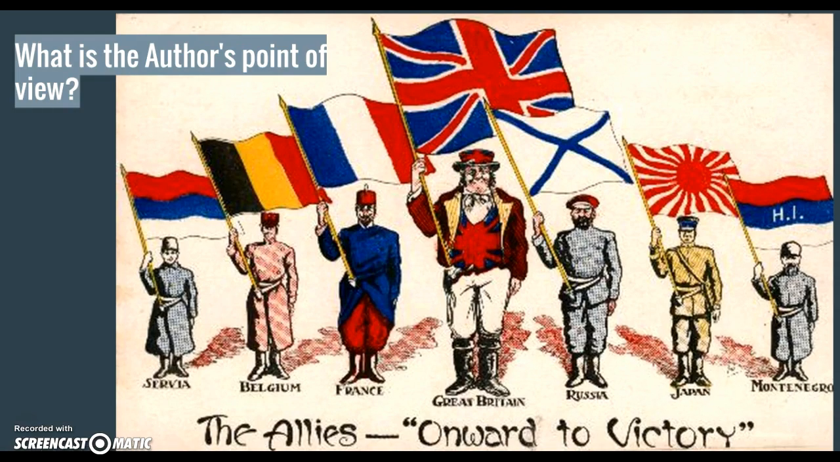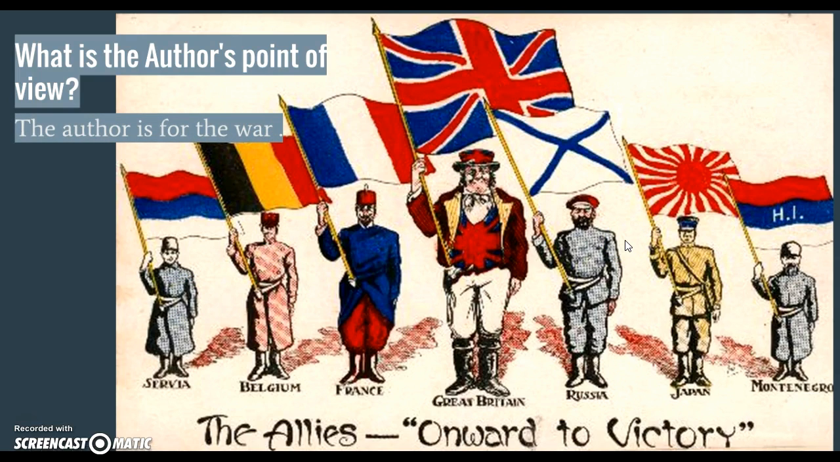Okay, now let's take a look at this one. You have all these different people lined up, and they all have their own flags. And again, when you see people this way, they mean different countries, right? All these different hats and outfits. And then it says the Allies onward to victory. I'd say the central idea is that the Allies are united and they're going to win. That's what the author's kind of saying. They're united together, they're going to win.